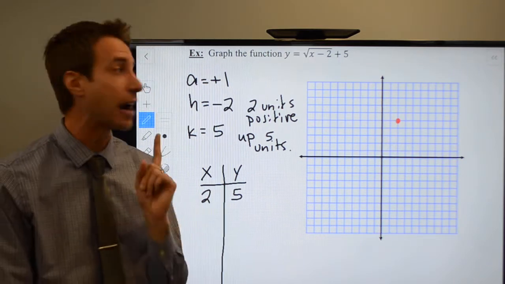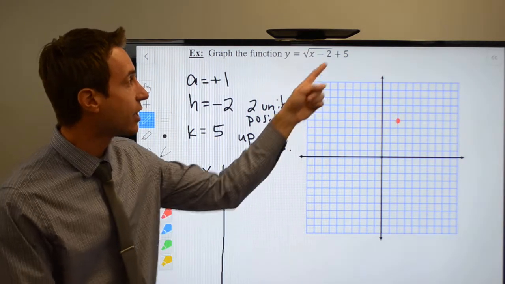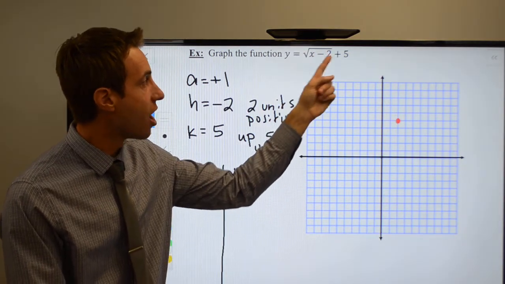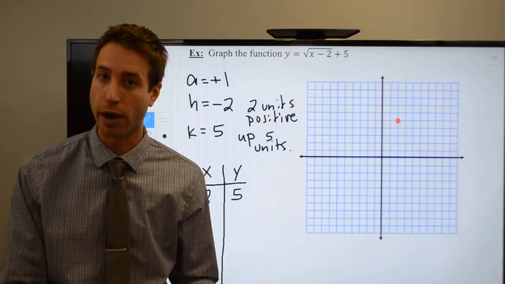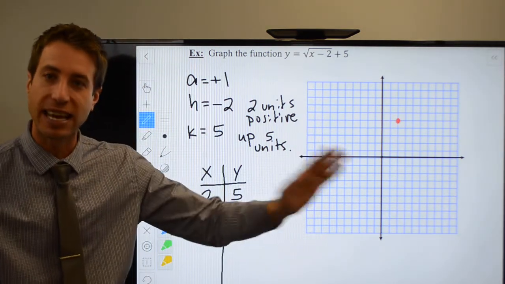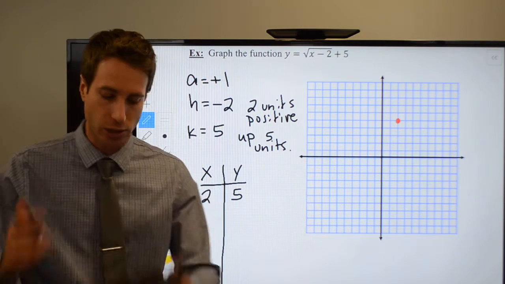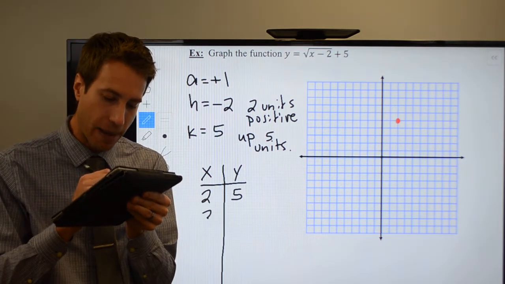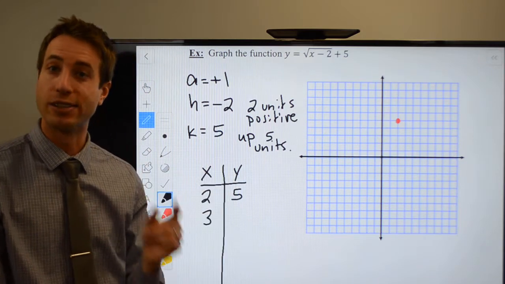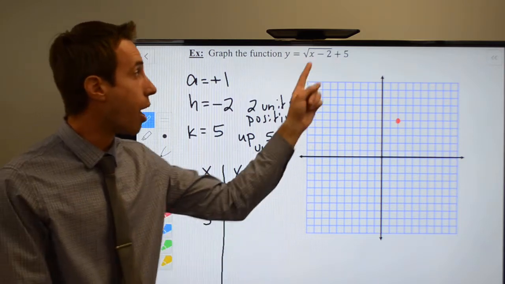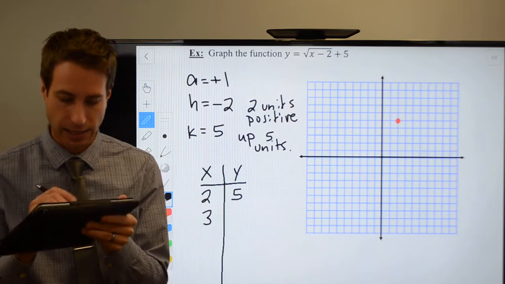My next perfect square is a 1. So I need to figure out how to get a 1 underneath the radical. x minus 2 equals 1, right? Well, just simply add 2 to the other side and you get x equals 3. So if I plug in a 3, 3 minus 2 is 1, square root of 1 is 1. 1 plus 5 is 6.